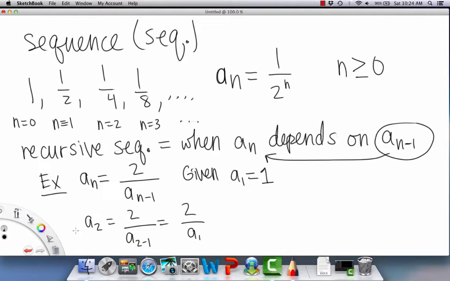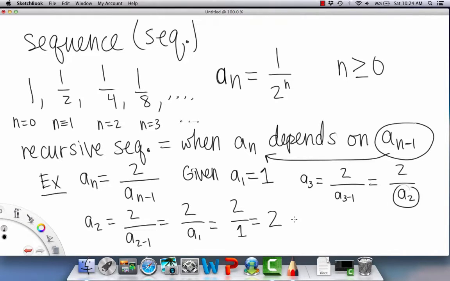So to find your second term of this sequence, you'd have to have the first term. All right, so 2 over, and we plug in what we were given, which is just 1. So then we get 2 for our second term. And then, just to expand on this, the third term, a3, would be 2 over a_(3 minus 1), which equals 2 over a2, the second term we just found, right? So now we plug that in, and for a3 we get 2 over 2, which is 1. We're back to 1, right?